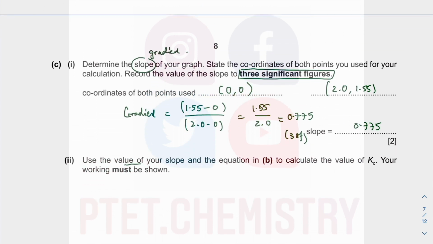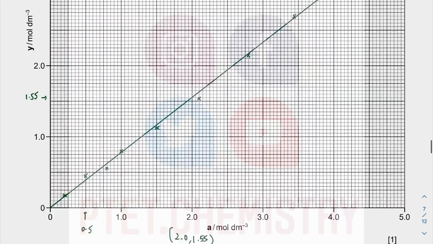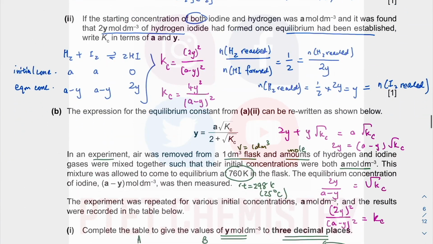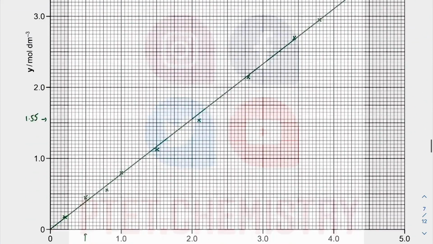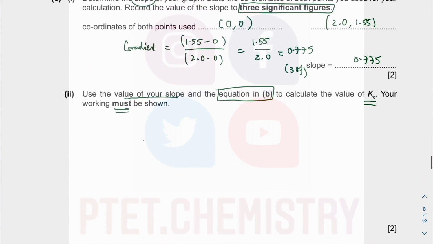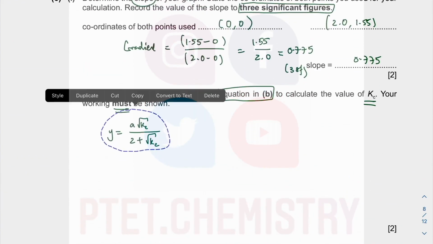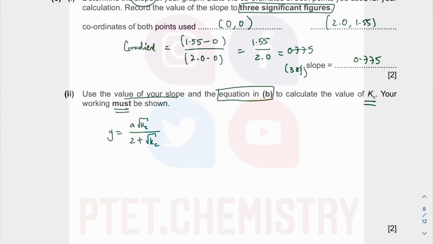You have to use your value of the slope, which is the gradient, and the equation in B to calculate Kp, and you must show working. What is your equation in B? The equation in B is y equals AKc over 2 plus Kc. I'm just writing that out because I don't want to be flipping back and forth. On your actual exam, you can flick back and forth between your paper, so you don't do what I do.